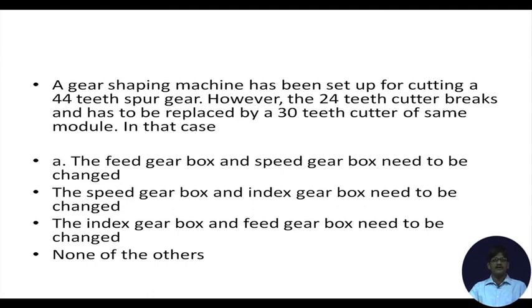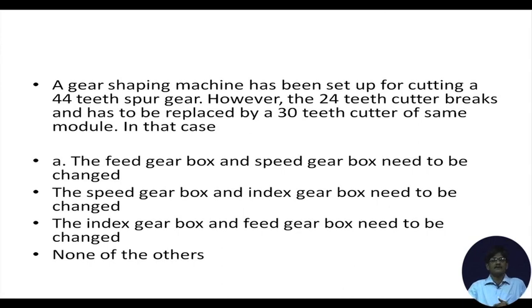So, let us see, if my cutter number of teeth is changing, what are the things that need to be changed? First of all, once the machine has been set for 44 teeth to be cut on a spur gear, then UI must have been set with respect to the ratio of the numbers of teeth on the cutter and the workpiece. Therefore, UI will definitely get changed.